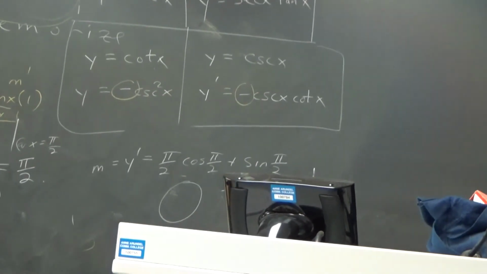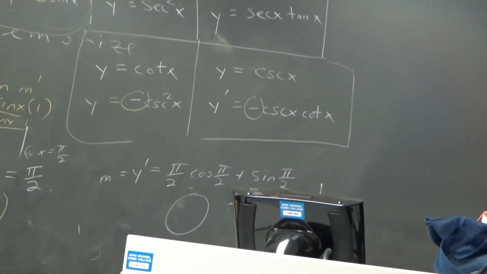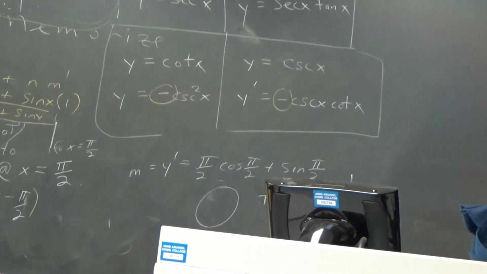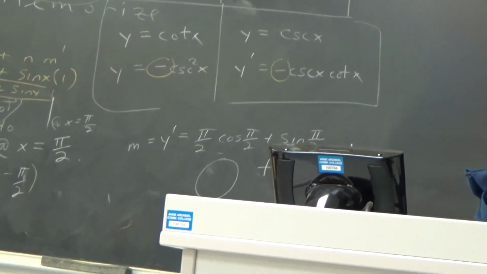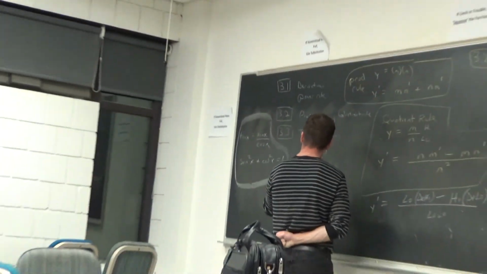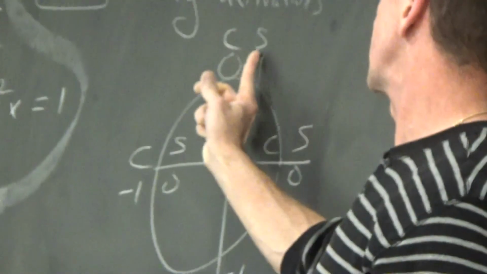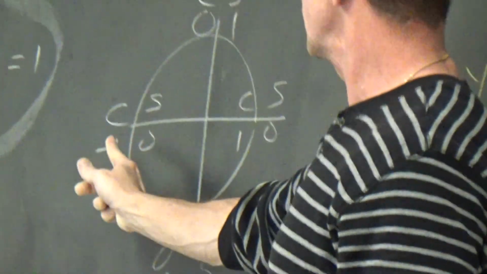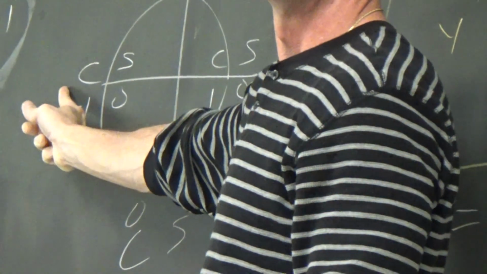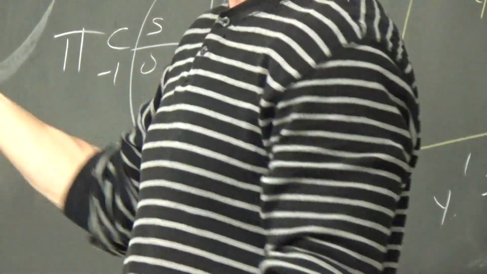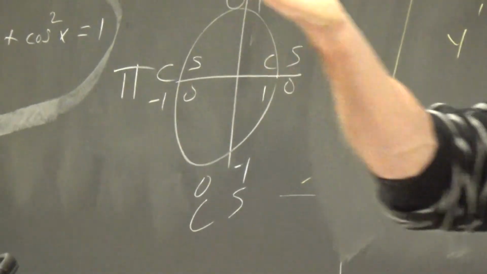Now that unit circle will help you out, right? Unless you got other ways to remember this stuff. 0, 1, 0, negative 1, 1, 0, negative 1, 0. Cosine of pi over 2 is 0, but the sine of pi over 2 is 1, right? What's the radian angle over here? Pi. So I need the cosine of pi: negative 1, sine of pi, 0, right?